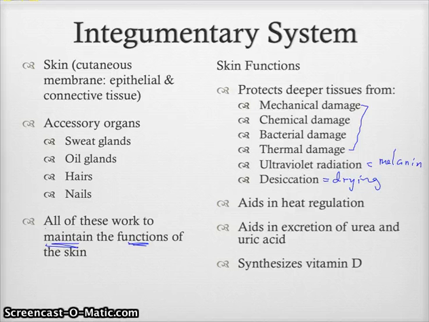Chemical damage, bacterial damage, you're looking at, for example, preventing bacteria from getting into the innermost environment. Chemical damage, same thing, chemicals can't get through your skin. Thermal damage, same idea. There's a heat that you prevent a lot of things from getting in. Guys, don't forget this is also the reverse. It's also keeping things from getting out, especially in the case of desiccation. It also aids in heat regulation, excretion of urea and uric acid, so it has an excretory function, and it's where we begin the process of synthesizing vitamin D. It doesn't end here, but this is that first step in the process.